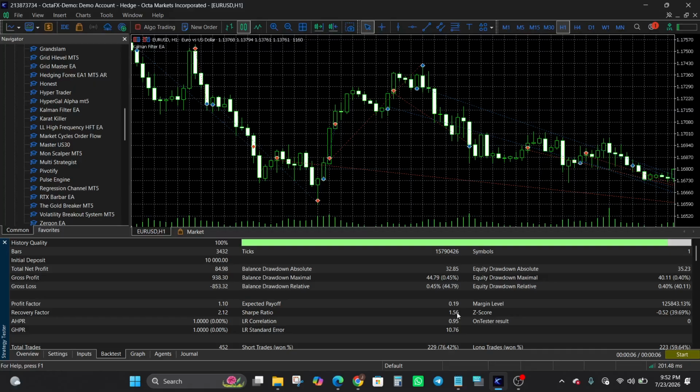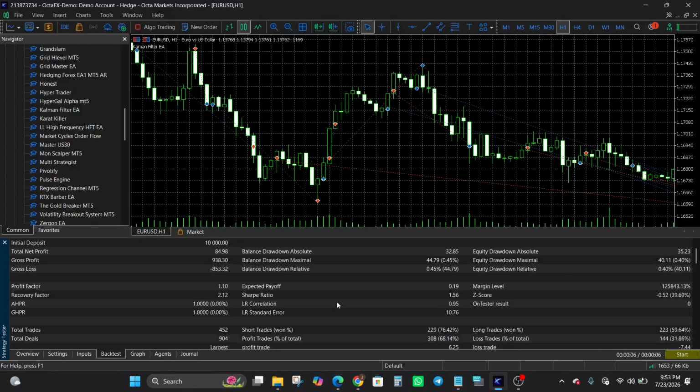All right. So what immediately catches attention here from a risk perspective is the drawdown profile. The maximal balance drawdown was kept exceptionally low at 44.79, or roughly 0.45%, while the maximal equity drawdown reached 40.11 or 0.4%. This flat drawdown curve leads to a recovery factor of 2.12.